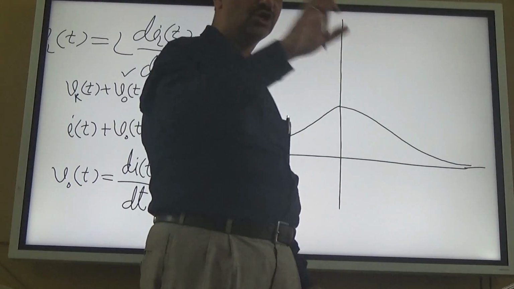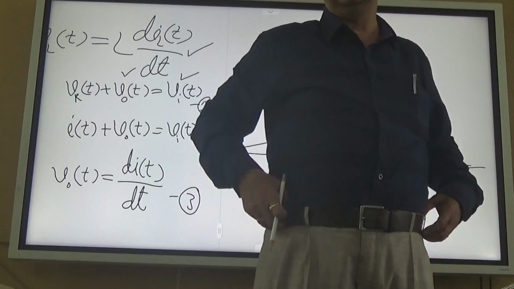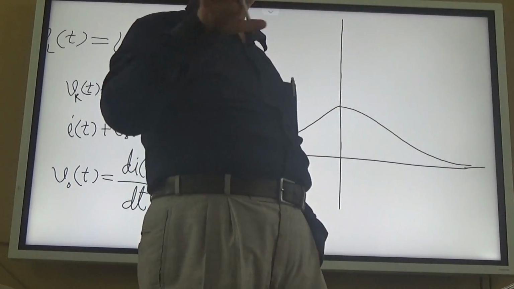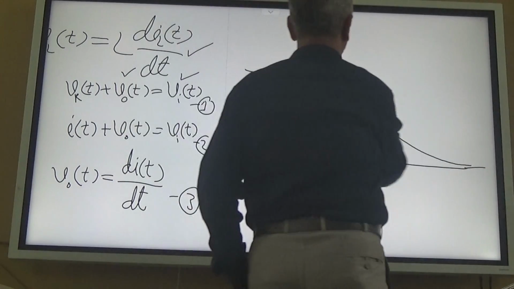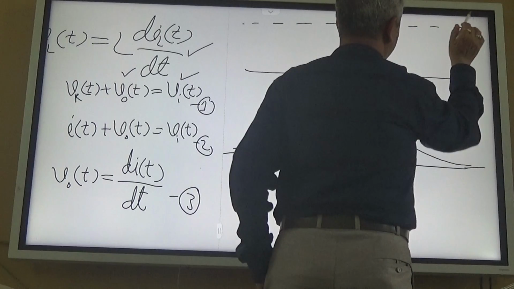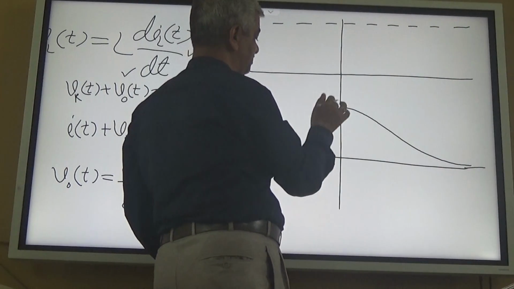Integration of any function is not unique. There is always a constant of integration. If we assume the constant of integration to be 0, then what would be the integration of this? Such a function whose derivative is this.